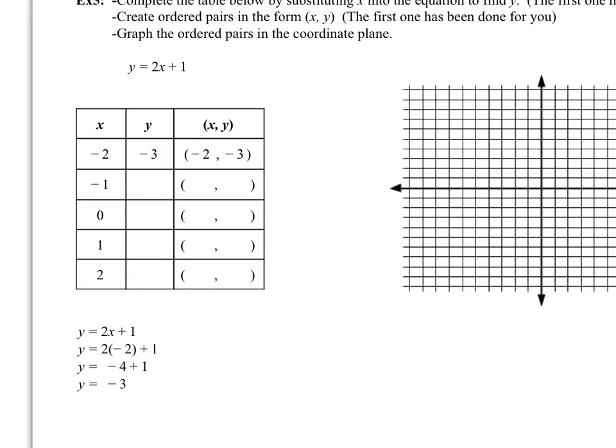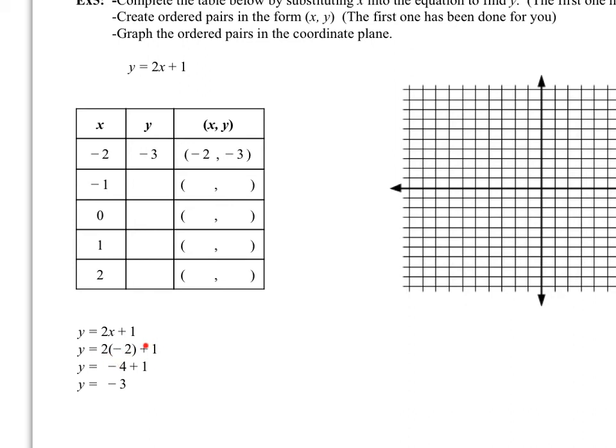So my first x value is -2. So that would mean that I'm going to replace x with the value -2. Down here I've done that. So 2 times x, and I've replaced that with -2 plus 1. If I do all this math, I'm going to get y. 2 times -2 is -4, and then I bring down my plus 1.